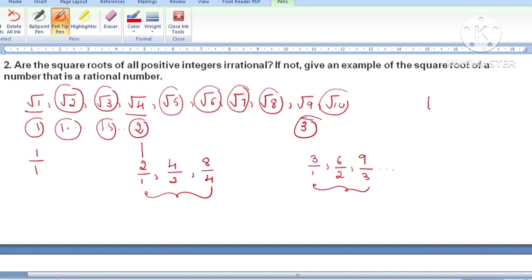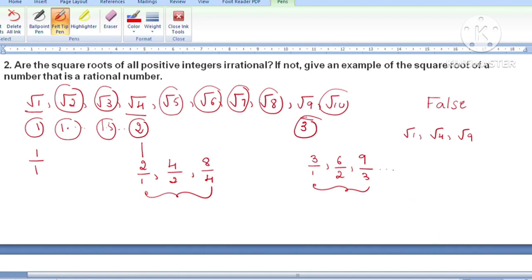So this question is false. All are not irrational. Some of them are rational also, like root 1, root 4, root 9. When you are writing the answer, first write false, then write some of the numbers are rational also, like root 1, root 4, root 9. In this way you can write the answer.